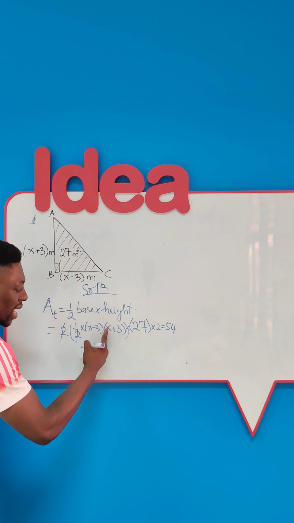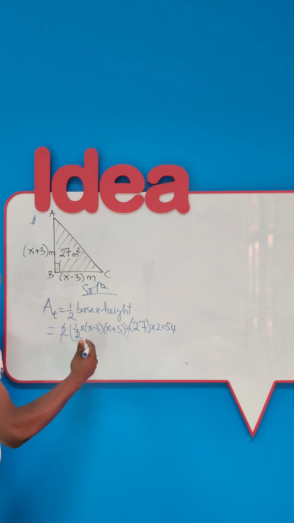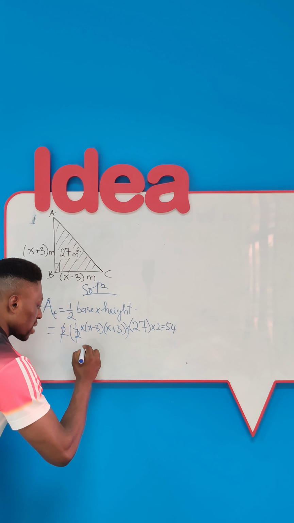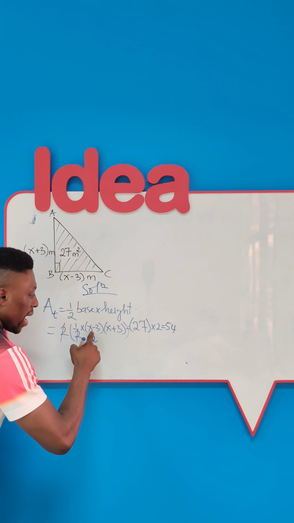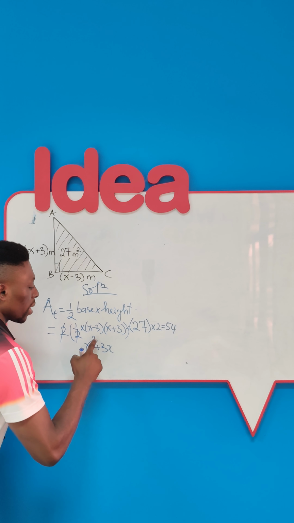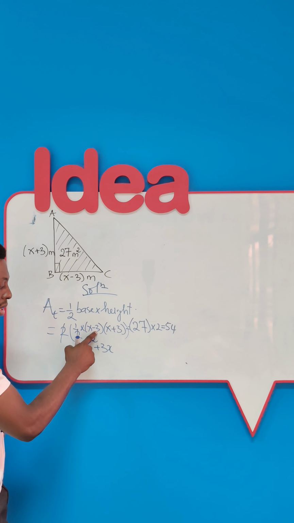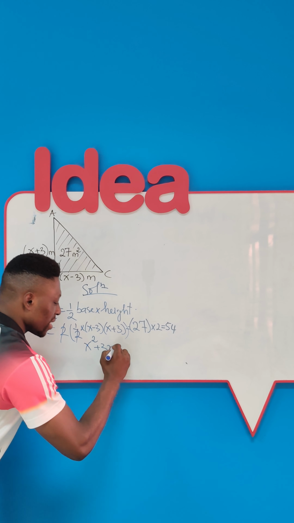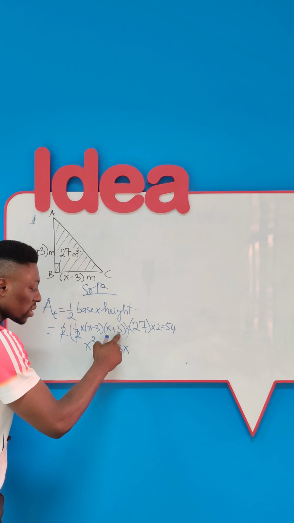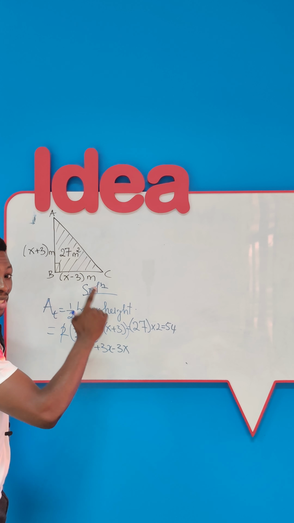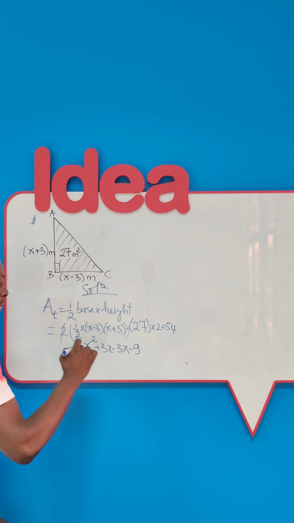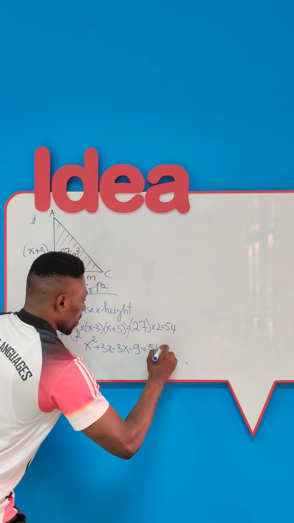So now, what we're doing is an expansion of these brackets. x times x gives us an x squared. x times 3 gives positive 3x. Now be careful, there's a negative sign here. Negative 3 times x is negative 3x, and negative 3 times positive 3 gives us a negative 9. Be careful here. Negative 9, okay? So this should give us 54.